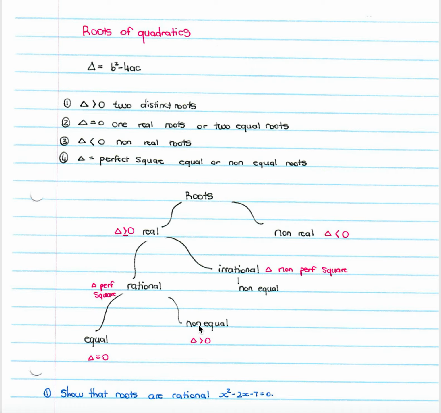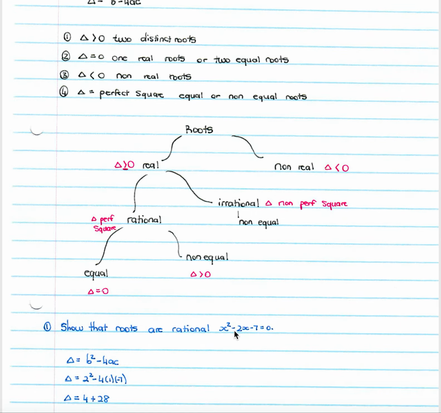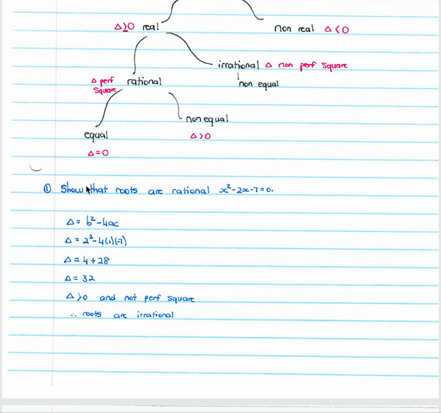That is very useful, as they'll sometimes ask you to describe the roots of an equation, and you must always go through each one of these. You mustn't simply say it's real or it's rational. You must always describe it in all forms. So as shown here, it says show that roots are rational. So we take b squared minus 4ac, and delta comes out to be 32. Therefore, delta is greater than 0 and not a perfect square. Therefore, roots are real and rational and non-equal.